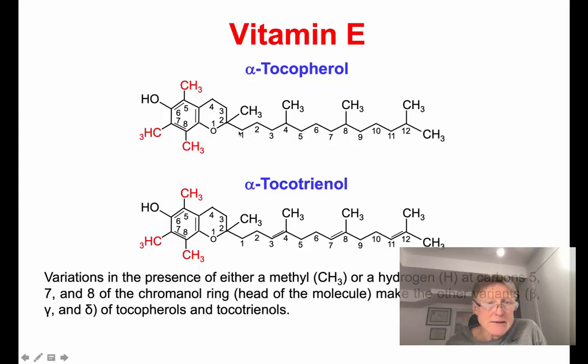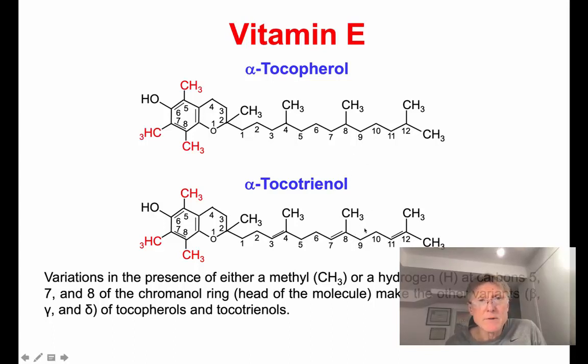Now, if you look at the alpha tocotrienol, they're very similar again. They also have the chromanol ring, as here on the left again. But if you look at the tail, now you have some double bonds, so it's unsaturated or polyunsaturated, in fact, because this tail here has three double bonds making up the structure. So the difference basically is in the tail.